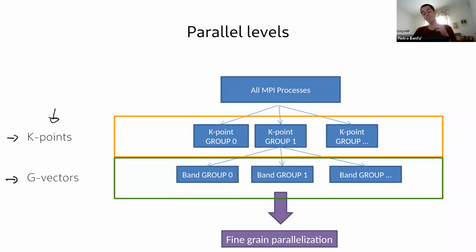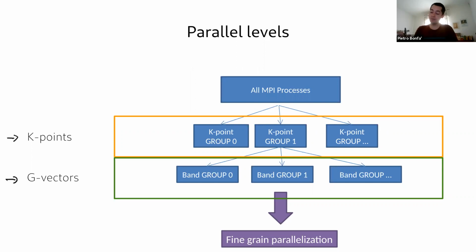And Quantum Espresso has a hierarchical set of parallel levels that are used to organize the work. So you start with all your MPI processes, all your PW executables running, and you decide how many groups of workers you want to have working on K points. So let's make this simple.